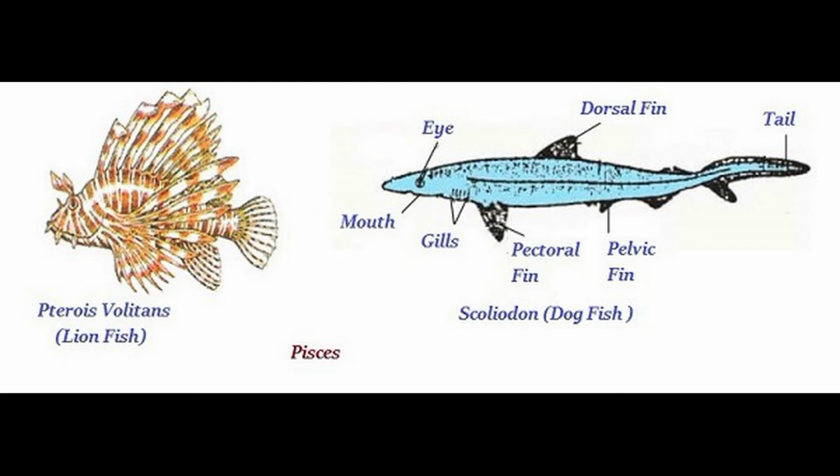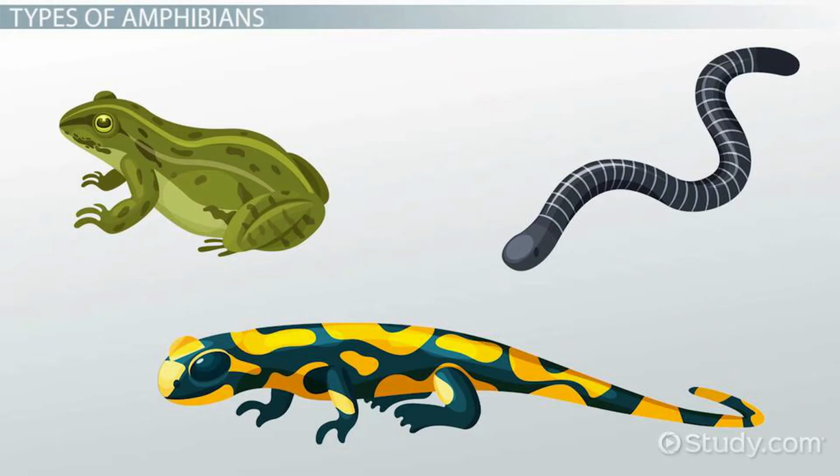Now we can see another class, that is amphibians. Amphibians are the animals which live both in water and on land. These animals differ from fish in the lack of scales and in having mucus glands in the skin. If you see a frog, you can see a slimy layer of mucus on its skin. So those are mucus glands on the skin.